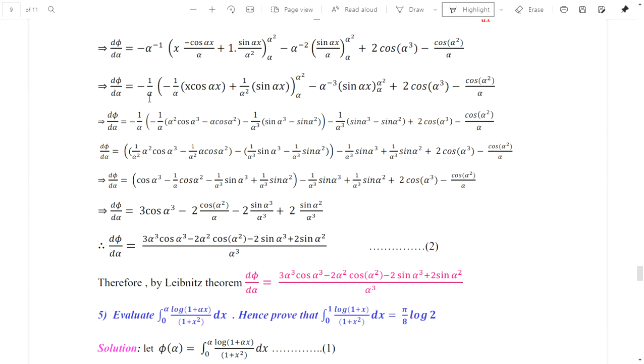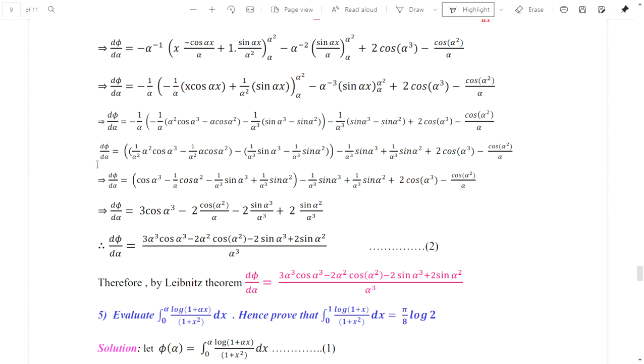Next, minus into plus is minus, 1 by alpha into 1 by alpha squared is 1 by alpha cube into, for this sin alpha x, apply the upper as well as the lower limit, so that we will be getting sin alpha cube minus sin alpha squared. Minus alpha to the power minus 3 can be written as 1 by alpha cube into, apply the upper limit so that it will become sin alpha cube minus sin alpha squared, plus no change in these last two terms, write it as it is.